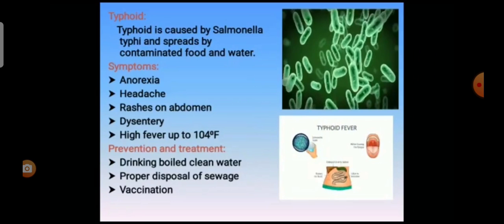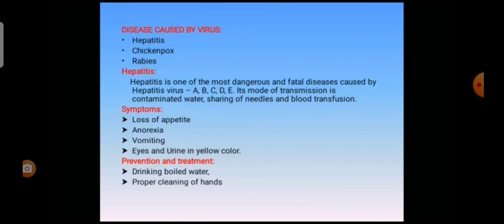The symptoms for typhoid are anorexia, headache, rashes on abdomen, dysentery, high fever up to 104 degrees Fahrenheit. Prevention and treatment for typhoid. Drinking boiled clean water, proper disposal of sewage, and vaccination. Diseases caused by virus are hepatitis, chickenpox, and rabies. Now we see about the hepatitis.